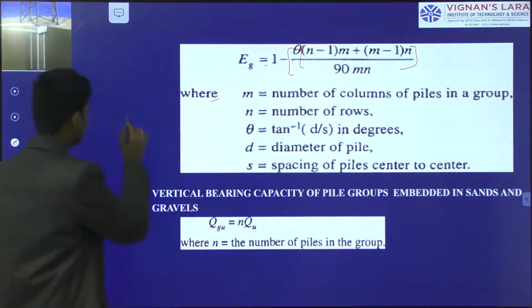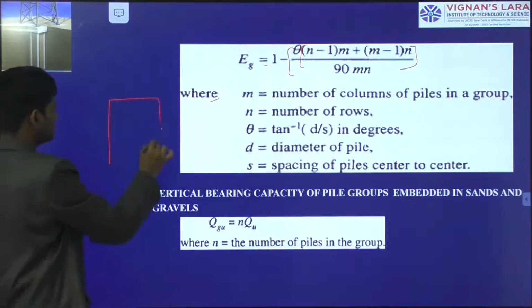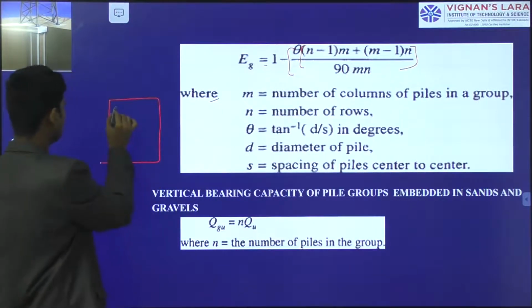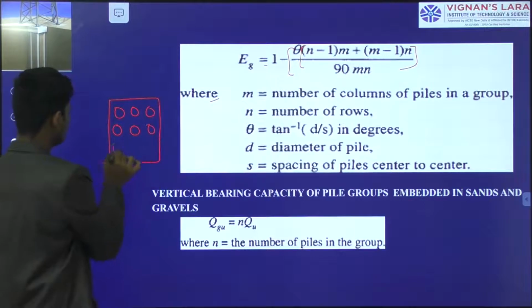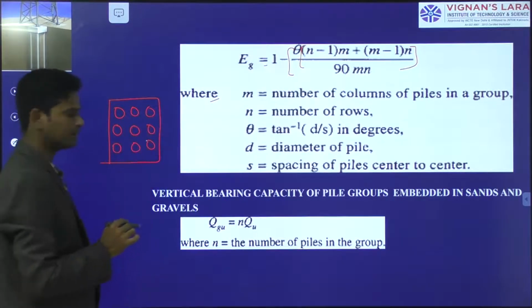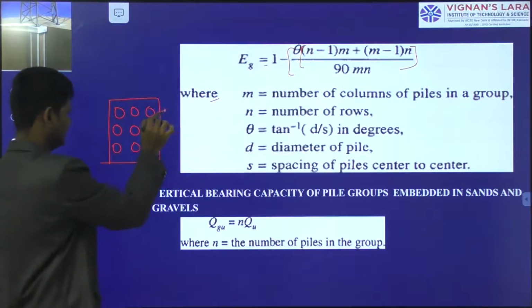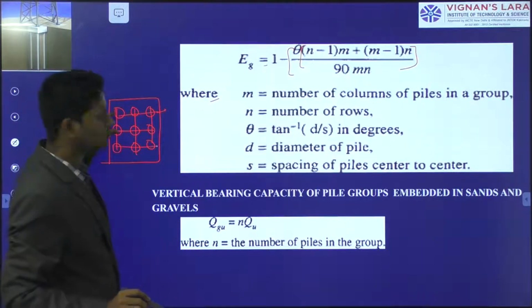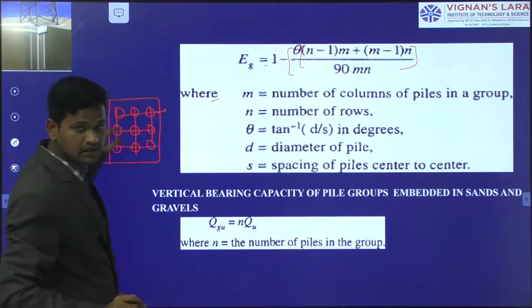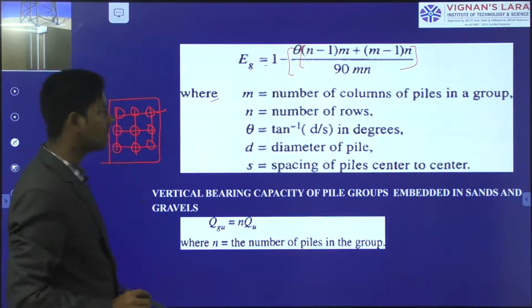Suppose this is your group, and in this group you are inserting 9 piles. This is one set, this is another set, and this is another set. That means you are arranging the piles in a group as 3 rows and 3 columns. If you observe in this diagram, in rows we have 3 piles, and in columns we have 3 piles.